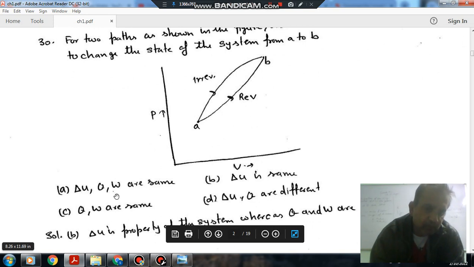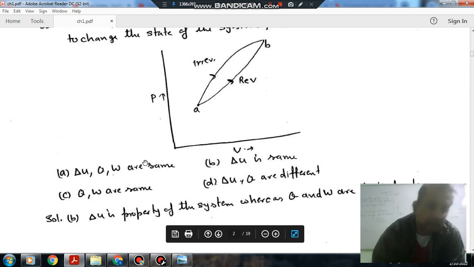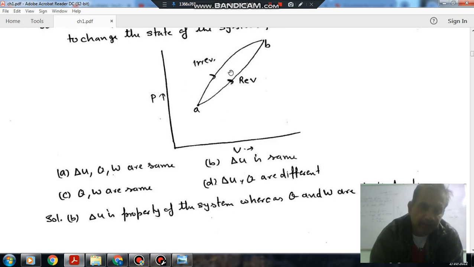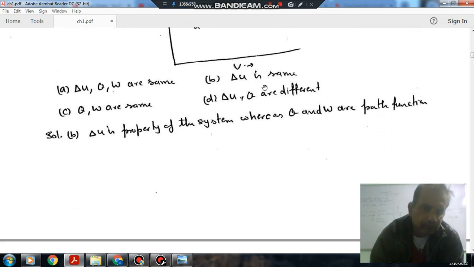Option A, del U, Q and W are same. Option B, del U is same. Option C, Q, W are same. Option D, del U, Q are different. So del U is a property of the system, so it is only a point function. It is not path dependent. So del U will be same, but W and Q are path functions, so they depend upon the path. So they will be different for irreversible and reversible paths. So the answer is B, del U will be same.